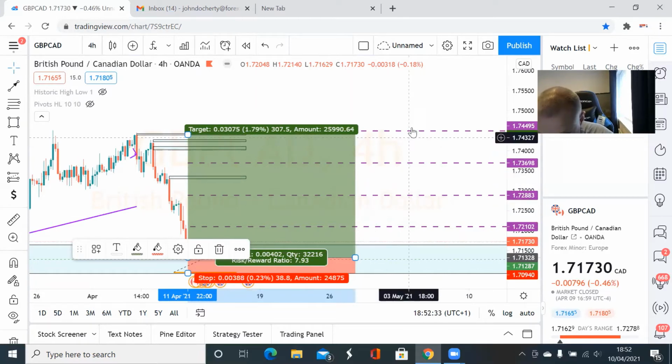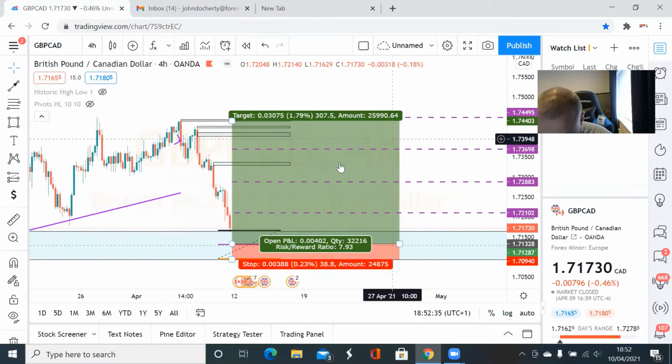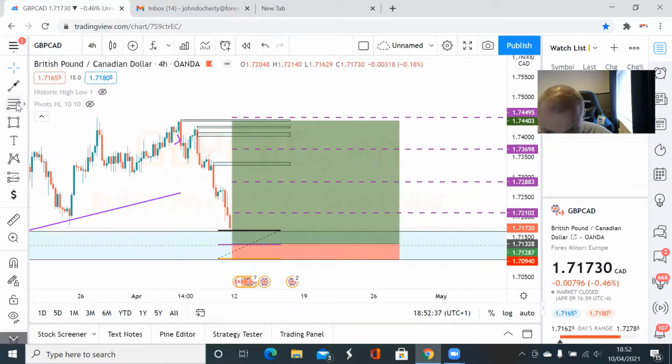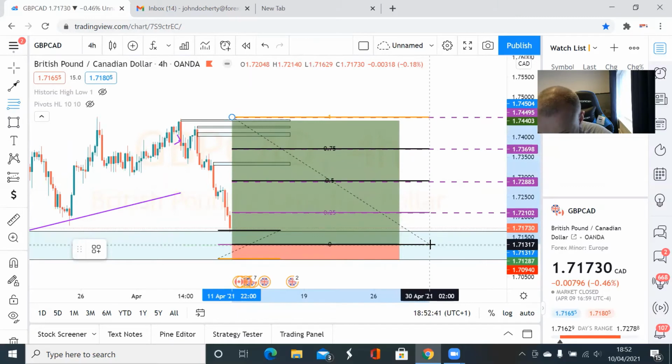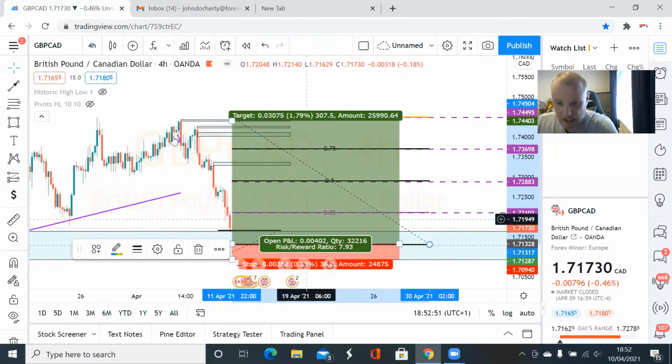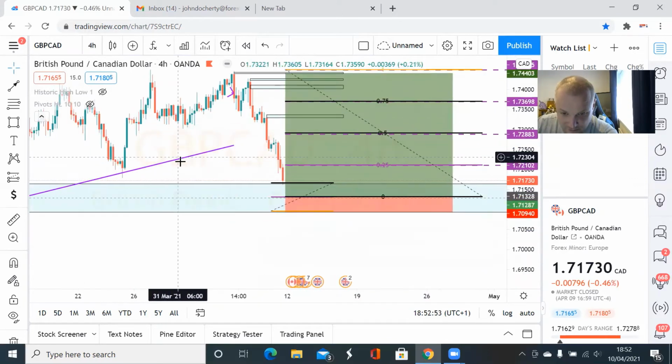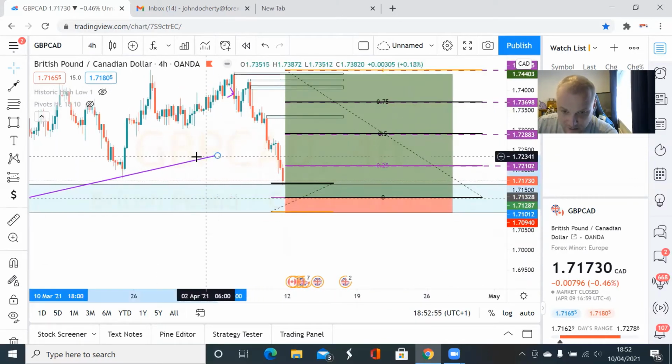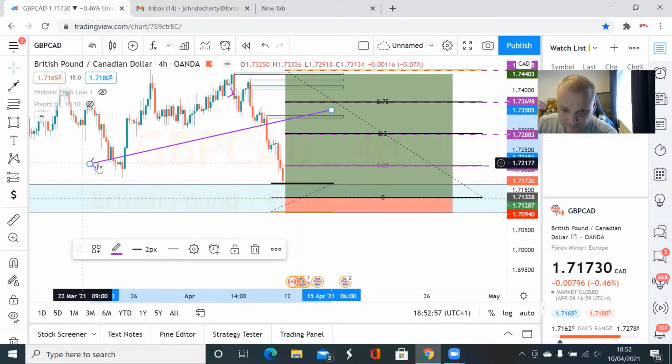Now, what you could do, what you notice on here, I've done the fibs, okay? And as I've done the fibs, the price will tend to move in quarter movements. Okay, so what I've sort of done is I'm doing this as if, let's just get this one back in.